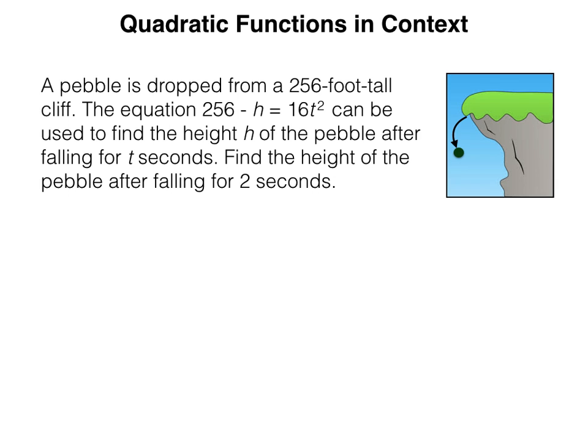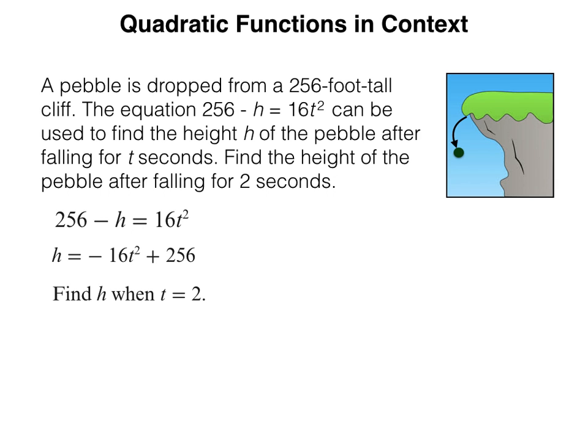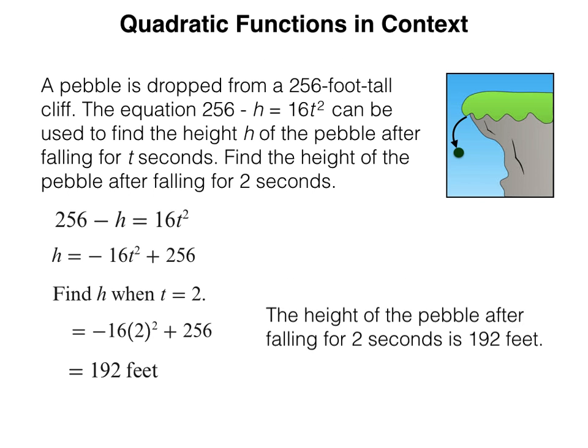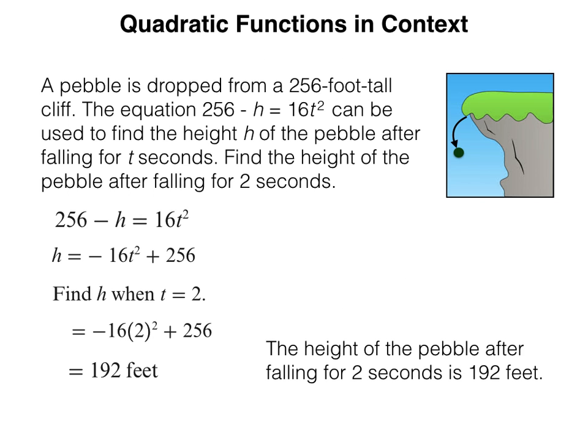So here we just take the equation that was given, and we can write this in standard form by getting the h all by itself and getting the h positive. So h equals negative 16t squared plus 256. We want to find the height of the pebble at time equals 2 seconds. So we substitute 2 in place of t, and we just multiply this out. Negative 16 times 4 is negative 64, plus 256 is 192. So the height of the pebble after falling for 2 seconds is 192 feet.